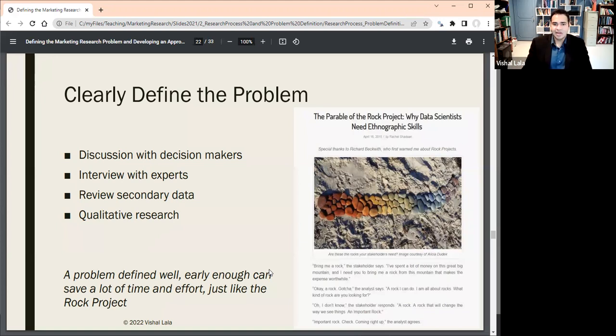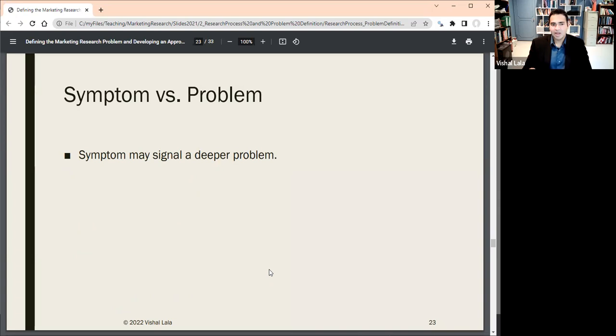Bottom line here is, it is critically important to define the problem, because defining the problem informs all further and future decisions, from what design to use, to what data to gather, to what sample to use, and lastly, how to analyze that data. It is important to distinguish a symptom from a problem. A symptom may signal a deeper problem, like a decline in sales. It's usually a signal of a deeper problem, like, say, a product quality issue.